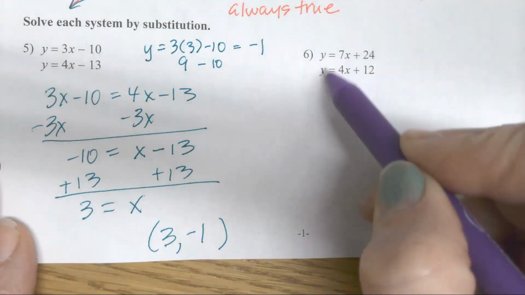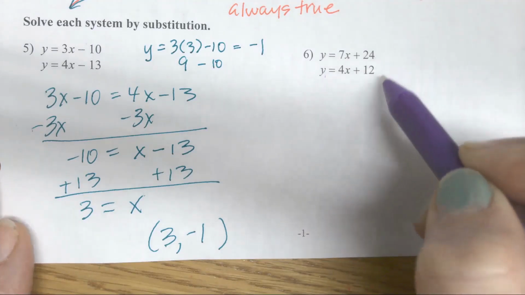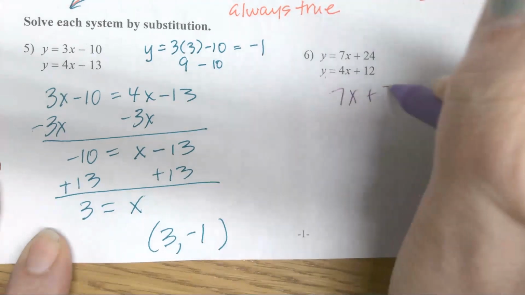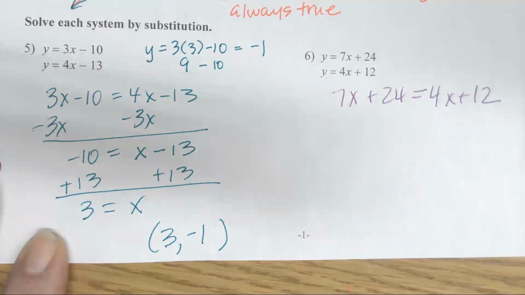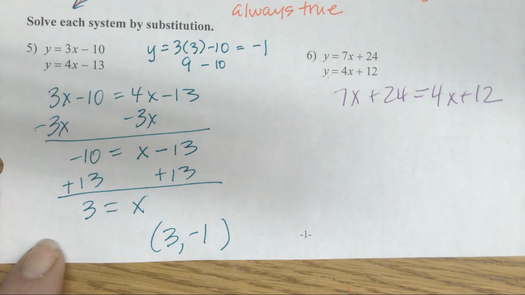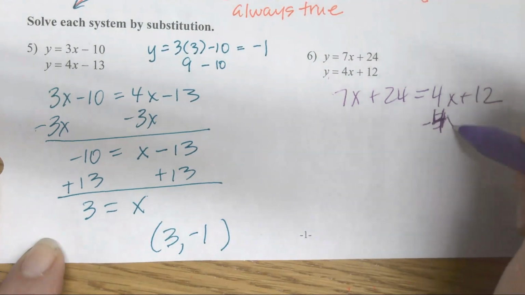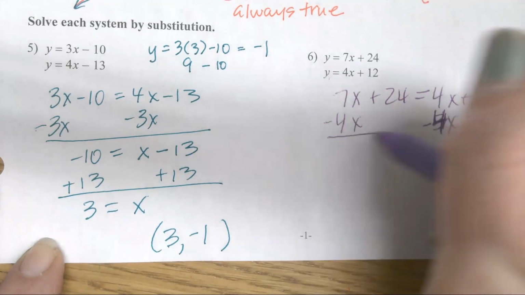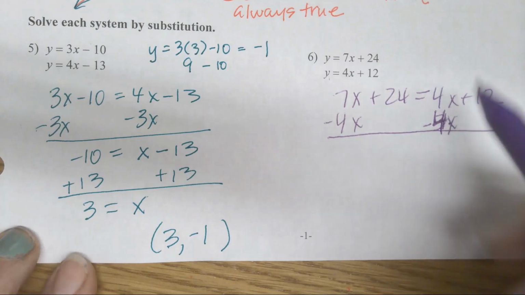2 y's equaling 2 different things. Therefore, the 2 different things must equal each other. Now I want to get all the variables on one side, all the non-variables on the other side. I usually, like I said earlier, I don't know if you remember me saying this, but I usually get rid of the smaller variable. It's not a rule, it's just what I do. So this time I'm going to remove the 7x.